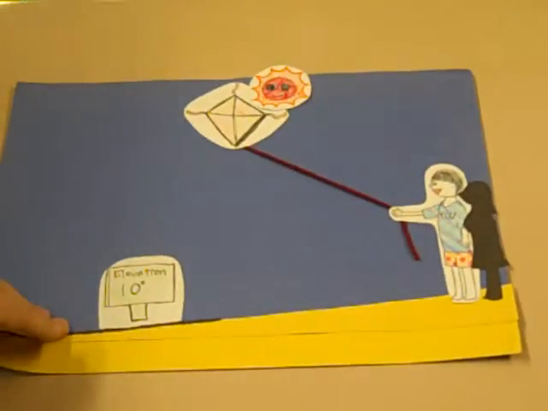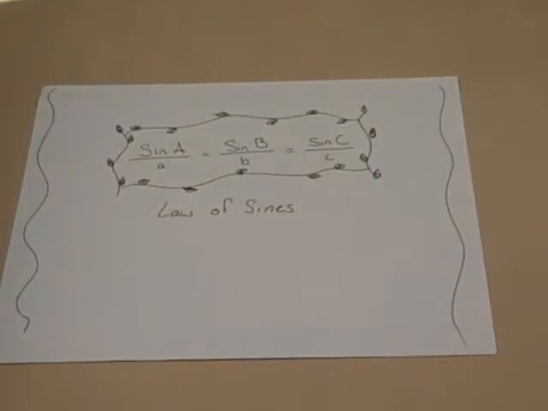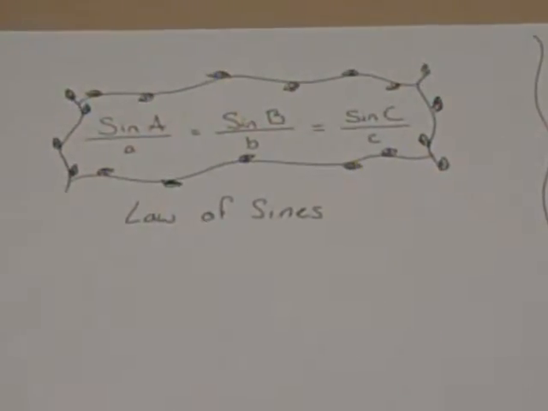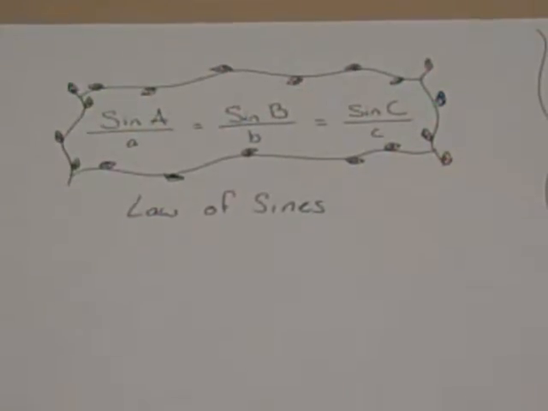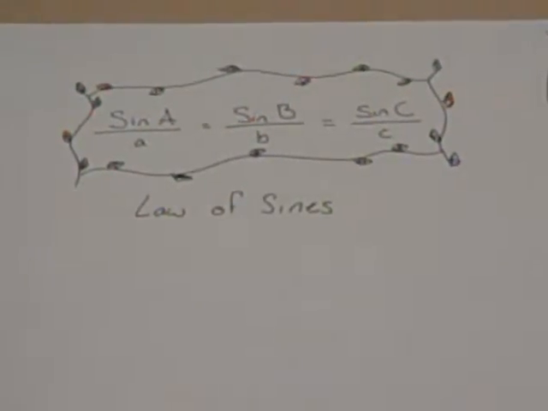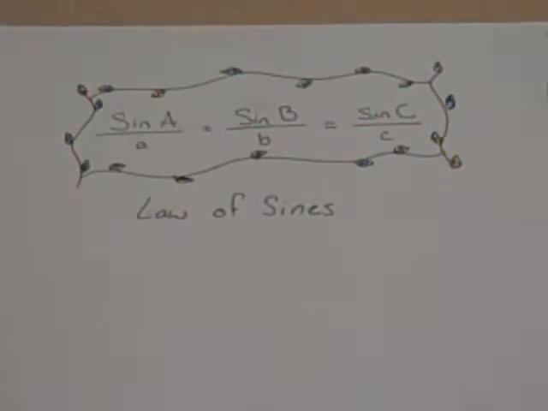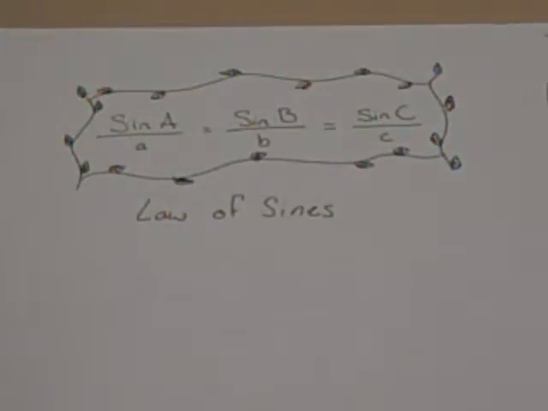Why not use the law of sines? The law of sines is a trigonometric formula that can be used to find missing side lengths and angles of oblique triangles. It states that the sine of angle A over side a is equal to the sine of angle B over side b is equal to the sine of angle C over side c.